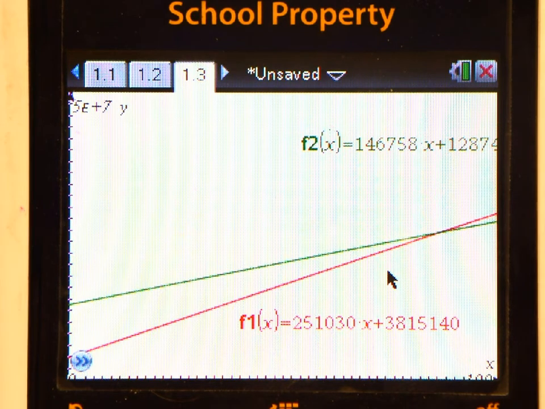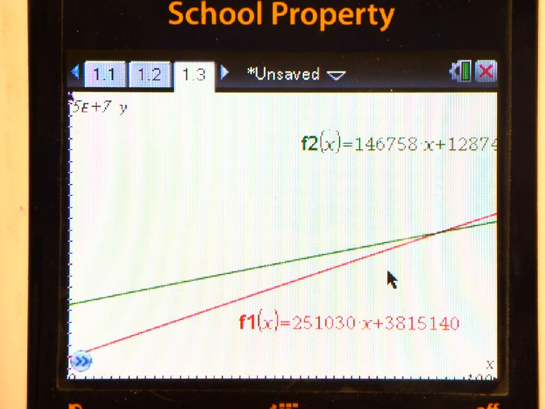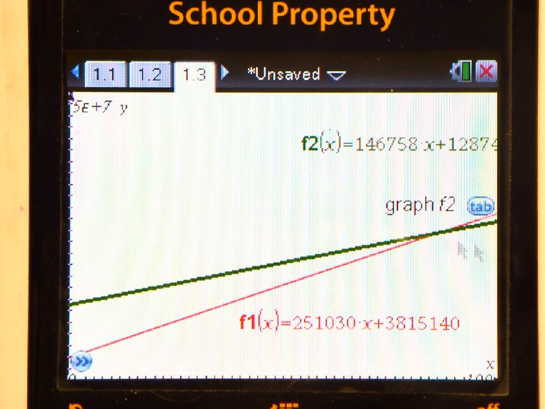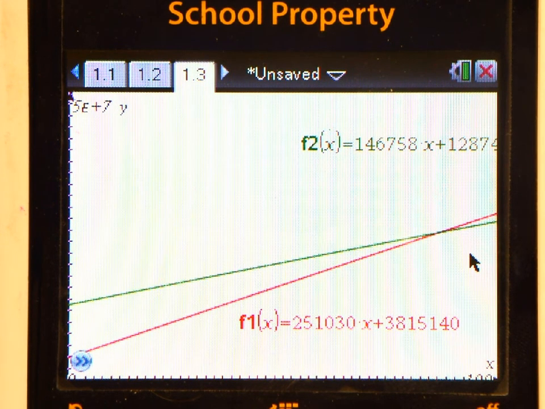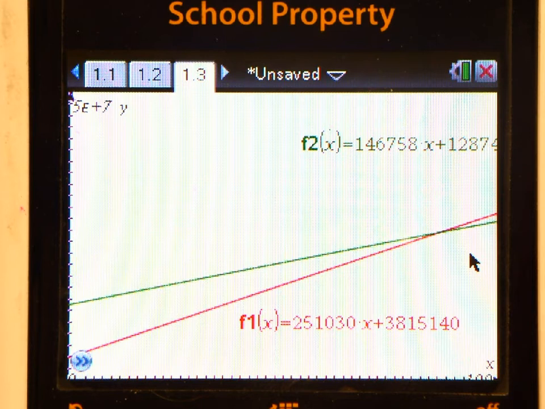So now what I need to do is find where these two lines cross. And I'm not going to do that by hand. That's ridiculous. I'm doing this on a calculator. I want the calculator to do it for me. Anytime I want the calculator to do something for me, I'm going to press what button? Menu. And then I'm going to do what?